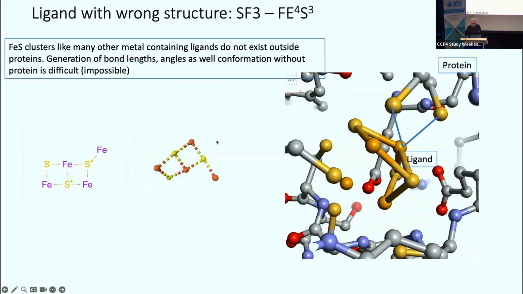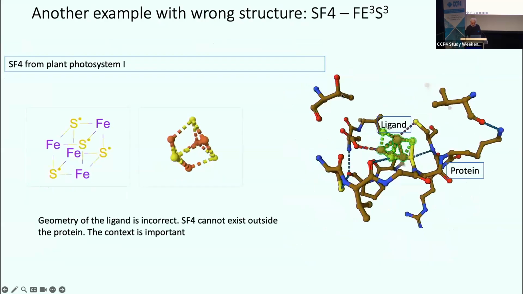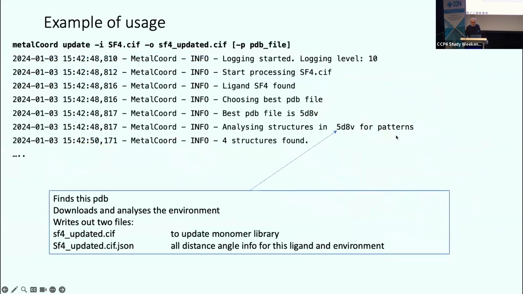For example, in this particular case, that iron must make two more bonds, and then it becomes tetrahedral. Or in another case, this iron makes one more bond, and then it becomes tetrahedral. There is now a program, Metal Cord, that can be used to generate restraint files for some of the metal-containing ligands, but I have not tested all of them. Work is still in progress, and we are working on that.